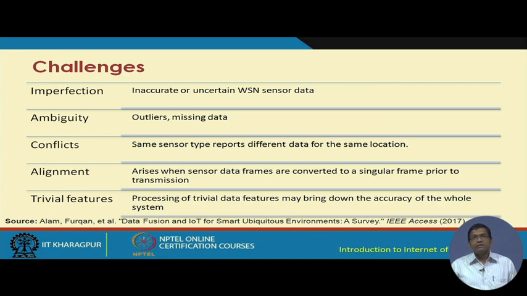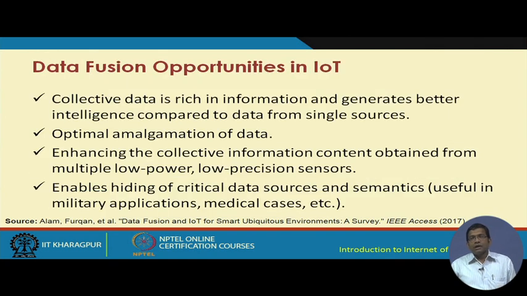Alignment arises when the sensor data frames are converted to a singular frame prior to transmission. So, that also has to be done, and that alignment into a singular frame is challenging. Among other trivial features, processing of trivial data features may bring down the accuracy of the whole system, and these are some of the challenges that have to be worked on when you are talking about data fusion in an IoT environment. So, what are the opportunities?